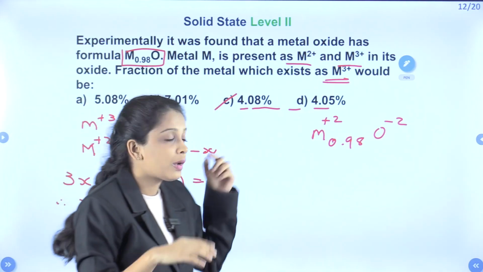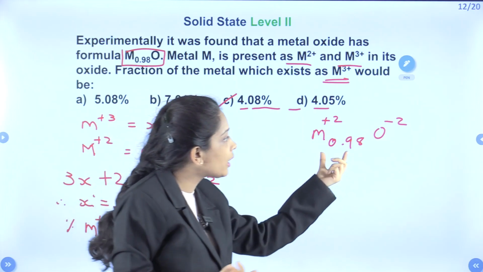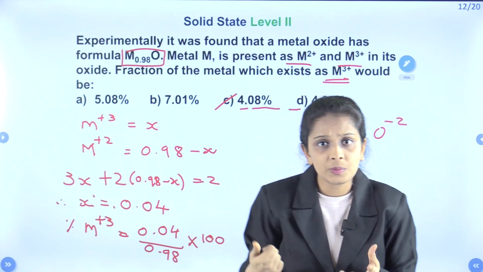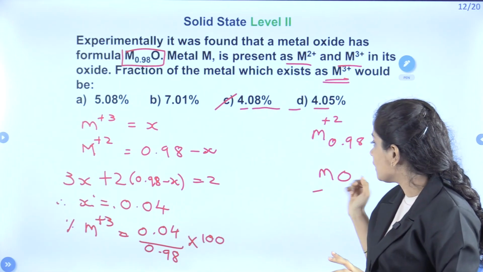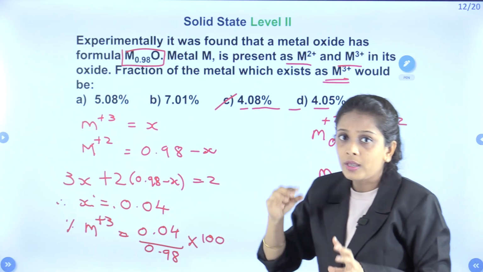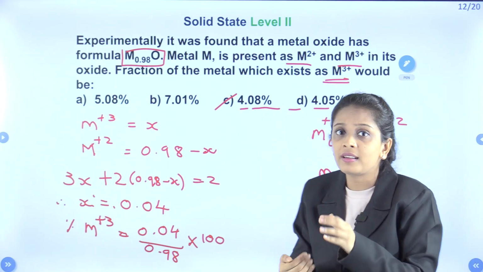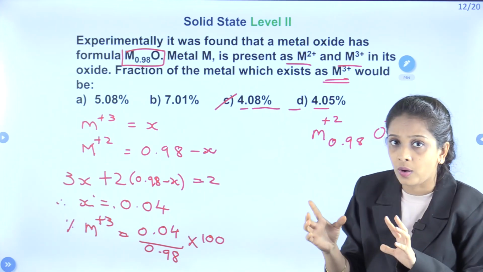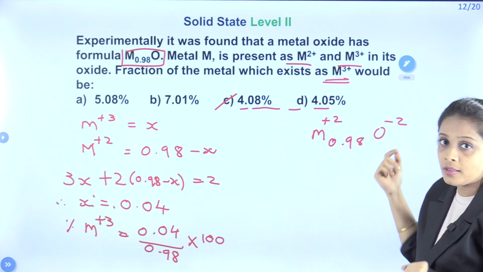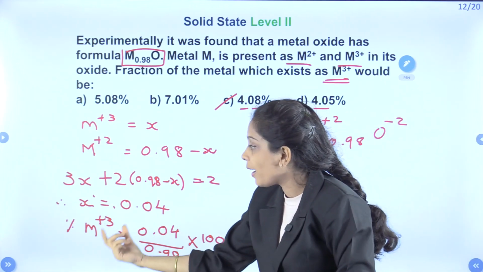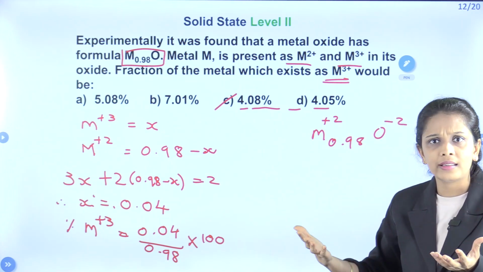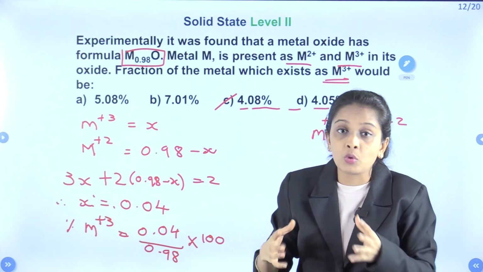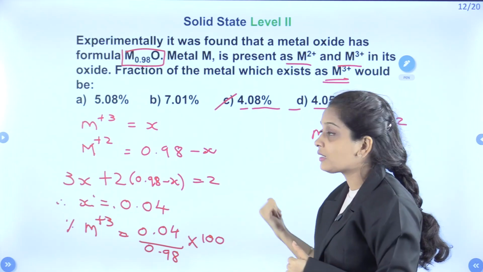Student, make sure this question is in your mind: why is it not MO, and instead it is 0.98? Because over here metal is present in both M+2 and M+3. So there is a metal deficiency defect that happened over here, and because of that we have this ratio as not 1:1 but 0.98:1. So we needed to find out how much M+3 was present, and we did that. I am hoping you understood this type of question. You need to be careful, but always require some practice for this type of question.